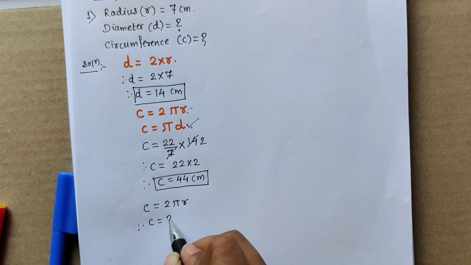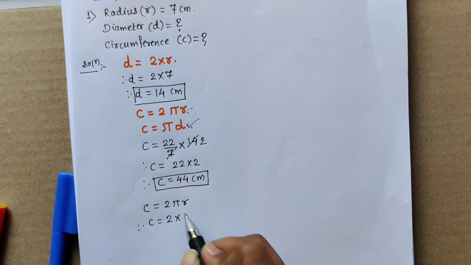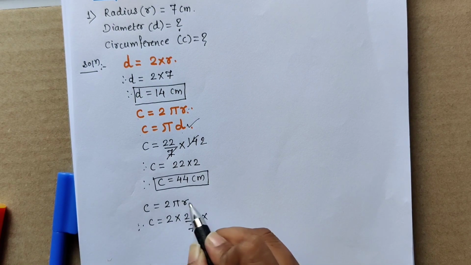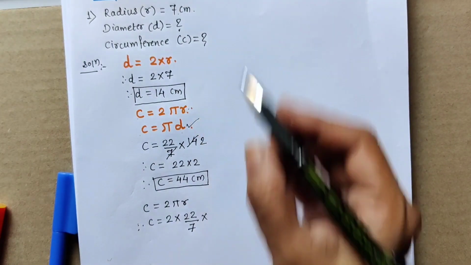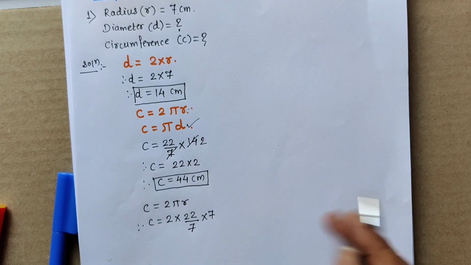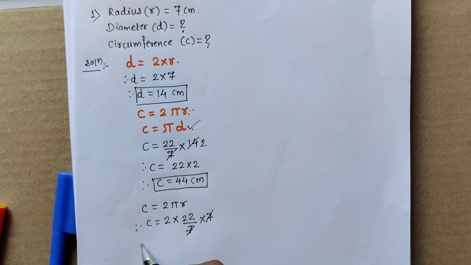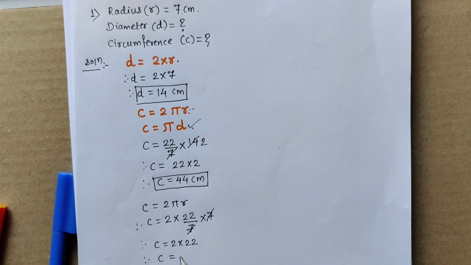So C is equal to 2 multiplied by pi value, which should be written as 22 upon 7, multiplied by r value, which is 7, given to us. So r is equal to 7. I am writing here. 7 cancel. We are getting C is equal to 2 into 22. So therefore C is equal to 44.